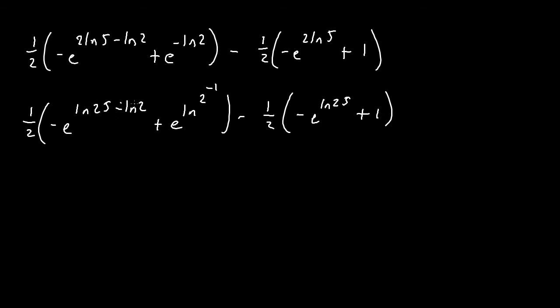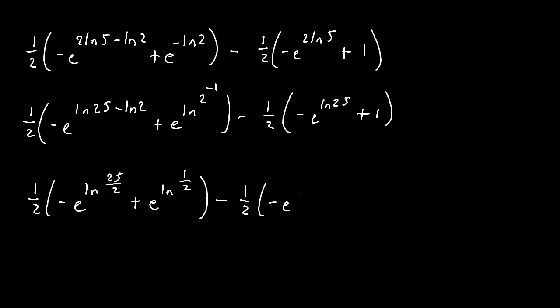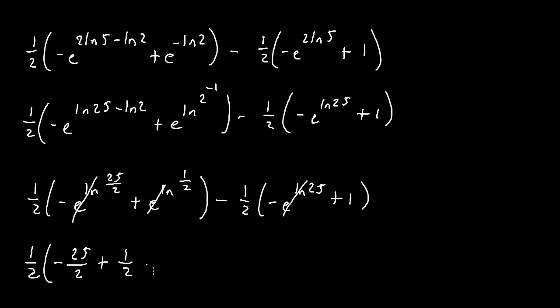So now when we have two natural logs being subtracted, we basically divide what's inside the natural logs. So we get 1/2 times negative e to the ln of 25 over 2 plus, we have e to the ln of 2 to the negative first, which is basically 1/2. Now minus 1/2. Once again, I'll just rewrite it again. ln 25 and plus 1. Now notice that e to the ln's will cancel. So then we're left with 1/2 times negative 25 over 2 plus 1/2 minus 1/2 times negative 25 plus 1.